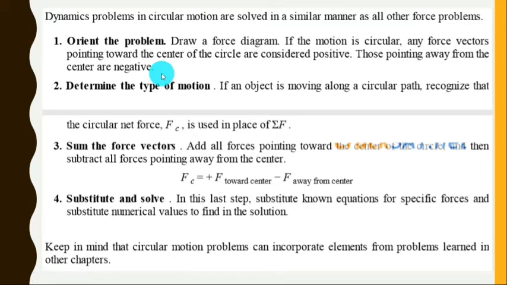The second thing, determine the type of motion, to see what type of motion we have, vertical or horizontal. We have force of gravity, we have normal force, we have friction. What exactly do we have? Add all forces pointing toward the center of the circle and subtract all forces pointing away from the center. The last thing, substitute the equations. And centripetal force, we know the equation for it: mv squared over r. You write it here under it.